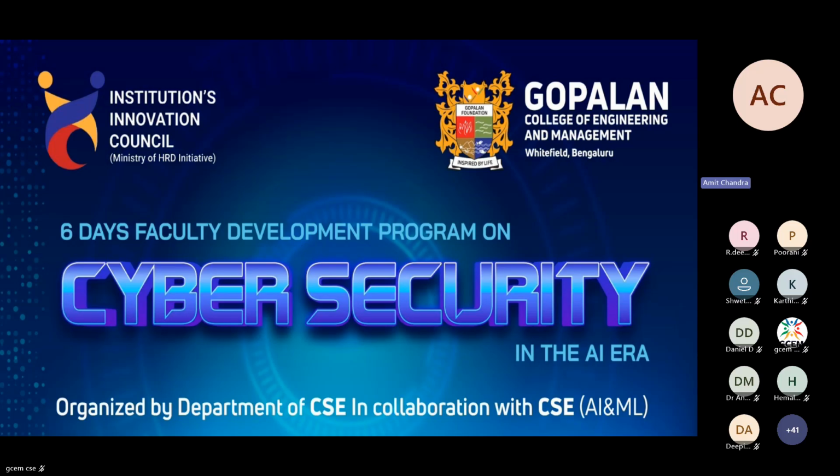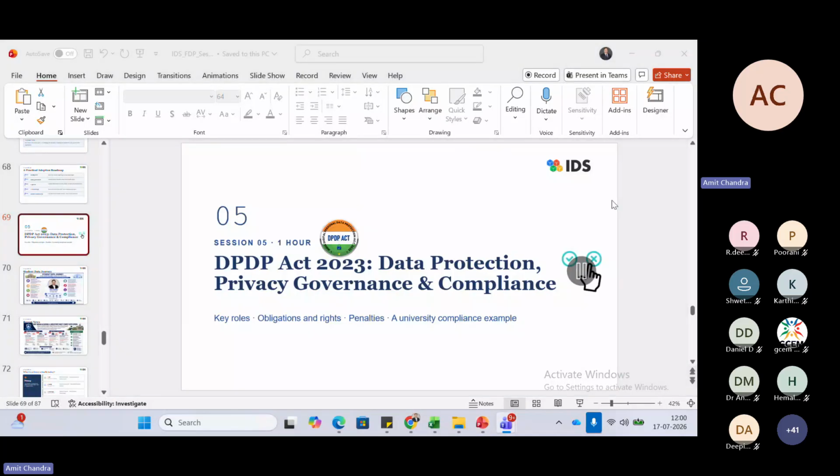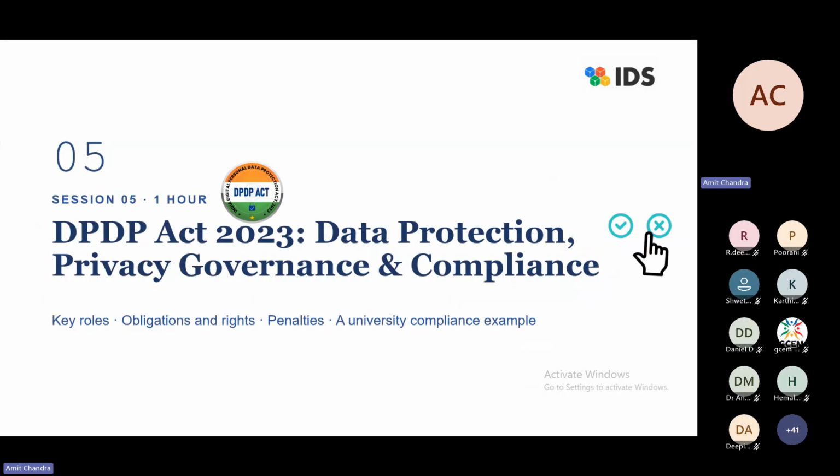Because nowadays data has become a very important part. It is a kind of golden asset, and everyone as a team needs to make sure that there is no kind of data breach. So, considering that, let me share my screen, because today's topic is very important. I want to see how prepared you are for this particular law, which is going to be implemented by May 13, 2027.